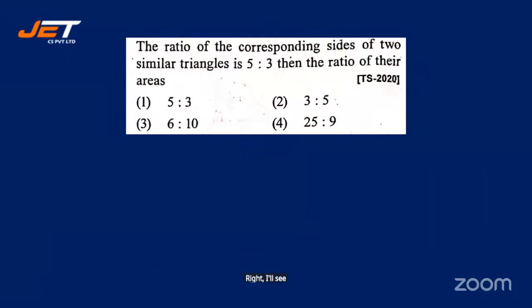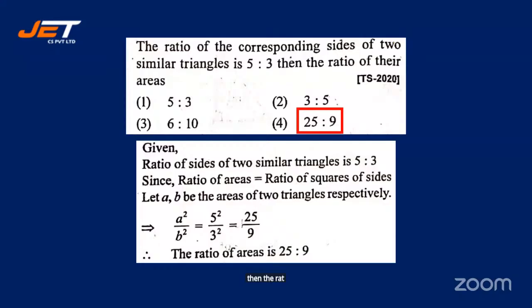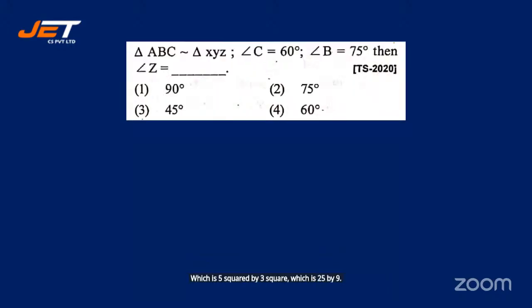The ratio of the corresponding sides of two similar triangles is 5:3. Then the ratio of their areas is dash. It's nothing but a square by b square, which is 5 square by 3 square, which is 25 by 9. All right. Yes. See the next question.